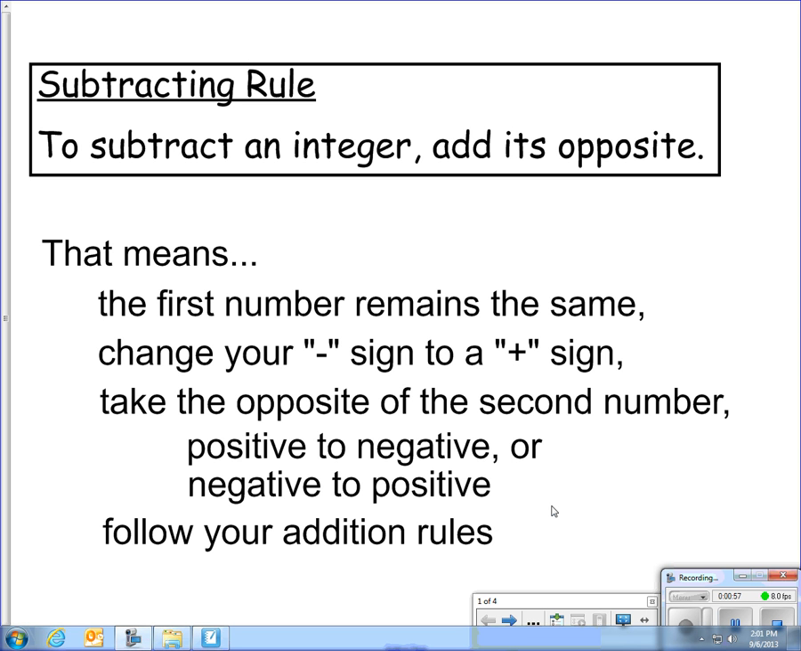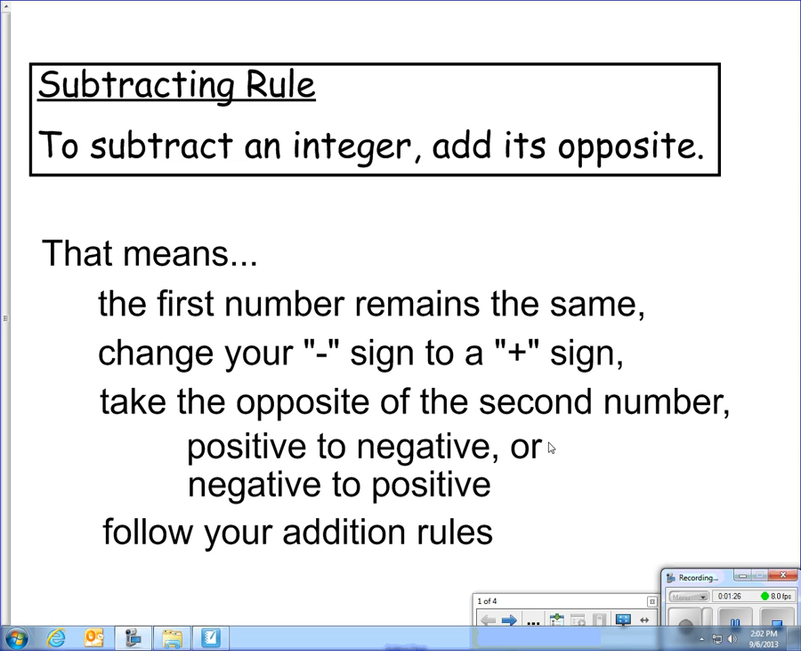Then the next thing you do is you're going to change your minus sign to a plus sign. And then you're going to take the opposite of the second number. And that means if it's positive, it's going to become negative. If it's negative, it's going to become positive. Okay, so we're changing the sign of the second number, and that's going to help us when we change it from a minus to a plus. That keeps the answer the same.